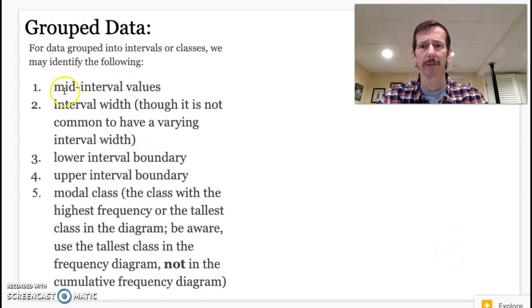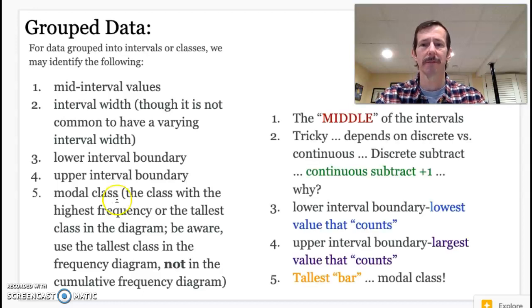This is one thing IB loves to do. They love to talk about mid-interval values, the width, lower boundary, upper interval boundary, and modal class. We will be repeating some of these things. The mid-interval value is literally the middle of the interval. Whatever your interval is, there's a number that falls in the middle. That's your mid-interval value. You're going to use it to calculate means and other things, so it is important to be able to calculate that one.